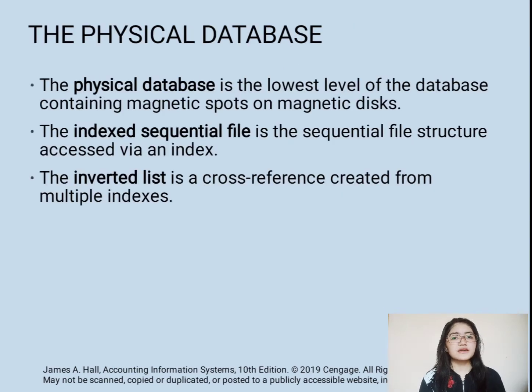The physical database is the lowest level of the database, containing magnetic spots on the magnetic disk. The index sequential file is a sequential file structure accessed via an index. The inverted list is a cross-reference created from multiple indexes.